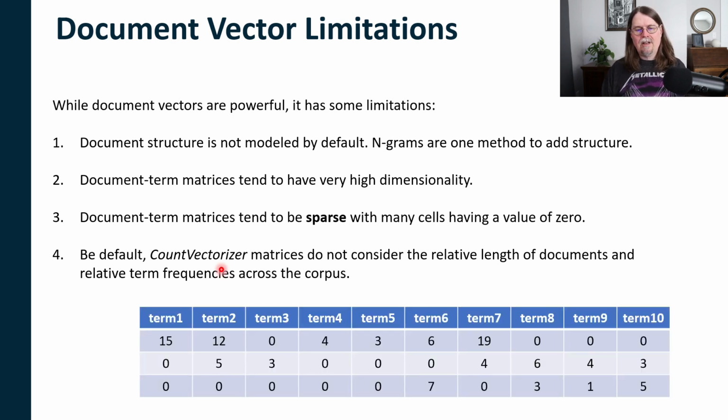So a count vectorizer will produce a table that looks kind of like this, where every row happens to be an individual text document, and then each column happens to be some word or term or token in the document. And what we can see here is that the first document has much higher counts than the other documents. And that's simply just a function of the document being longer. That's a problem in many analytical scenarios.